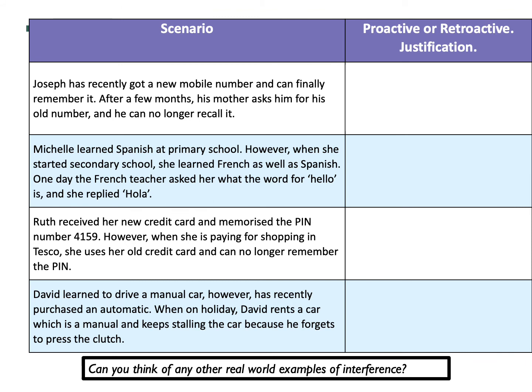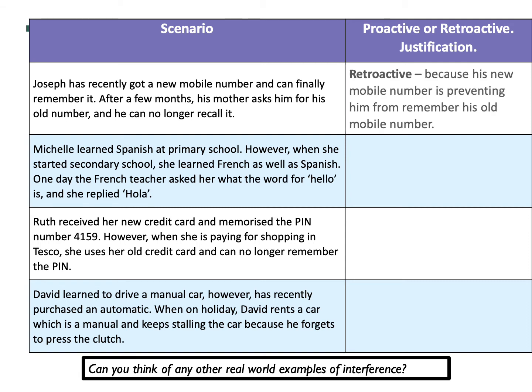Joseph got a new mobile number and can finally remember it. After a few months, his mother asked him for his old number and he can no longer recall it. And this is probably something that we've all experienced. And this is retroactive interference because his recent learning for his new mobile number is preventing him from remembering old information of his old mobile number.